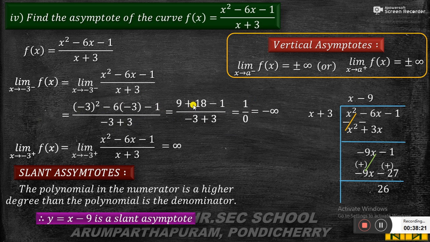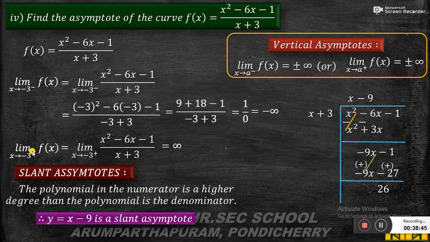So it is 1 by 0. 3 square is 9, next plus 18 and minus 1. So we add it and cancel: 9 minus 1 is 8, 8 plus 18 is 26. Therefore 26 by 0 is infinity. Now here we see it is a left limit. So the left limit of infinity is minus infinity.